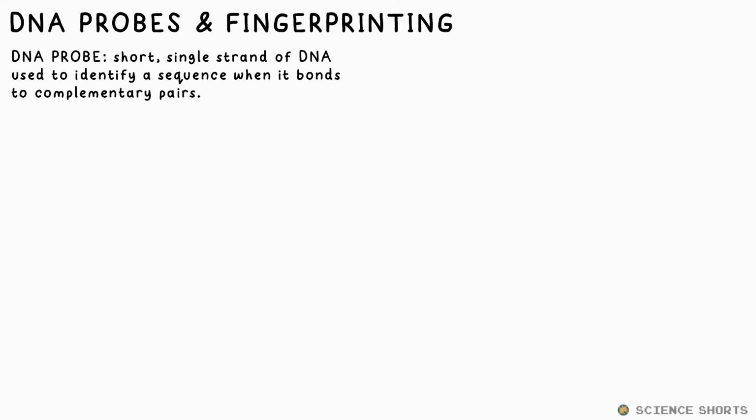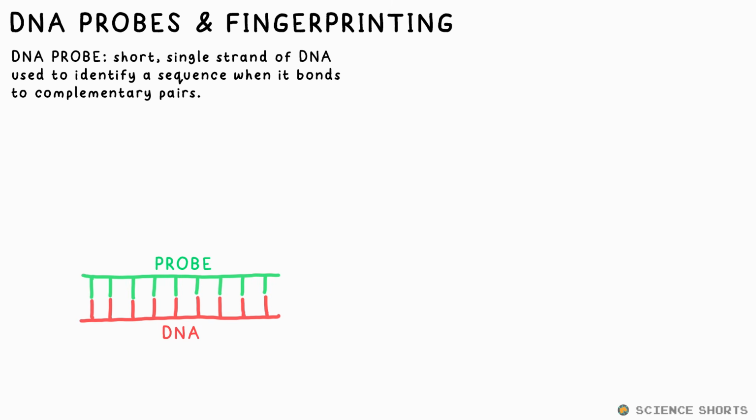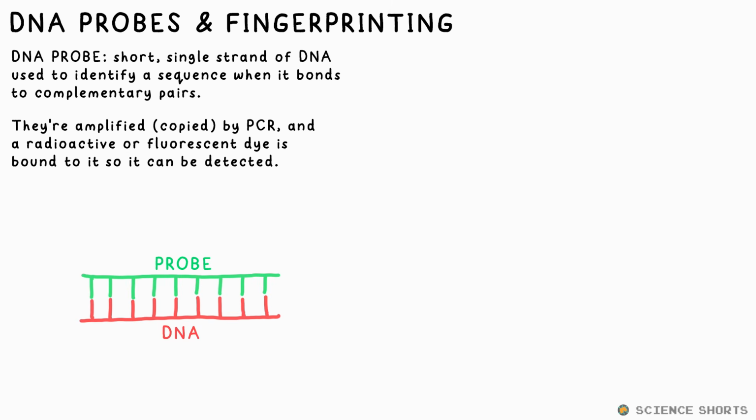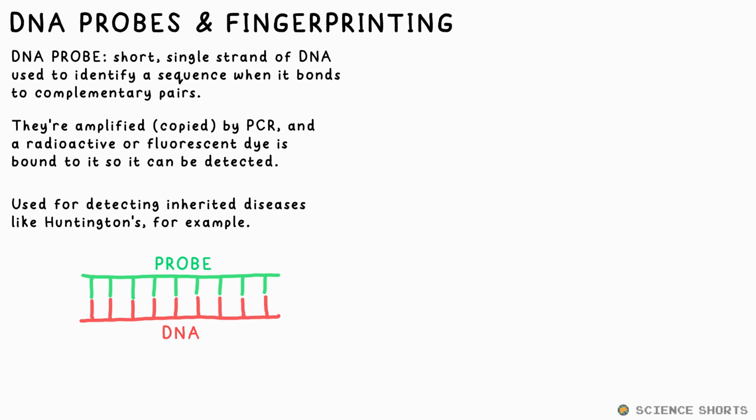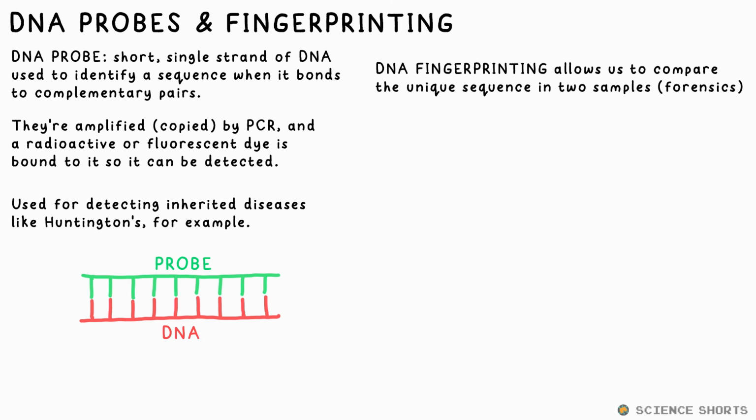A DNA probe is a short single strand of DNA that's used to identify a sequence in DNA when it bonds to complementary pairs. These are amplified, copied using PCR. A radioactive or fluorescent dye is bound to the probe so it can be detected. So for example, if you make a DNA probe with the sequence responsible for Huntington's, it will bind to the DNA in cells taken from a person and can be detected. DNA probes are also used in genetic fingerprinting, used in forensics for example.